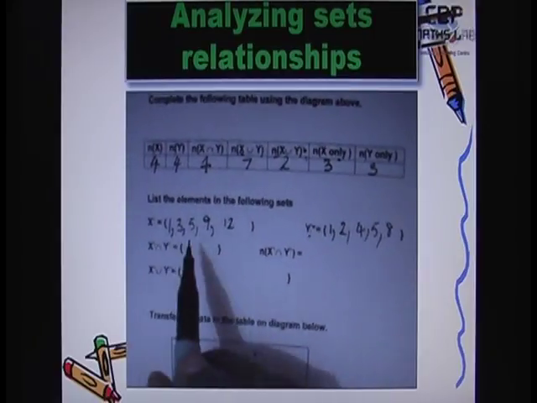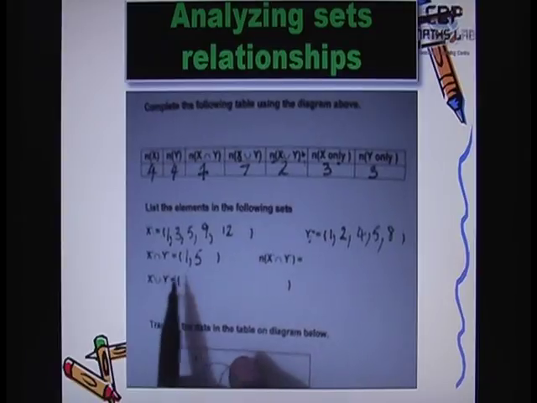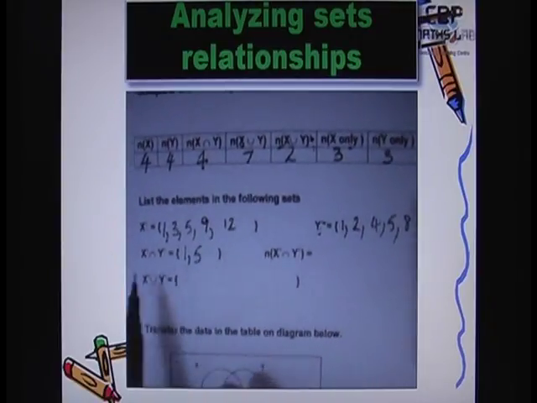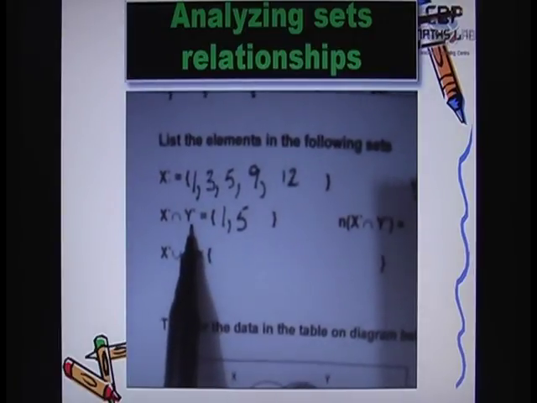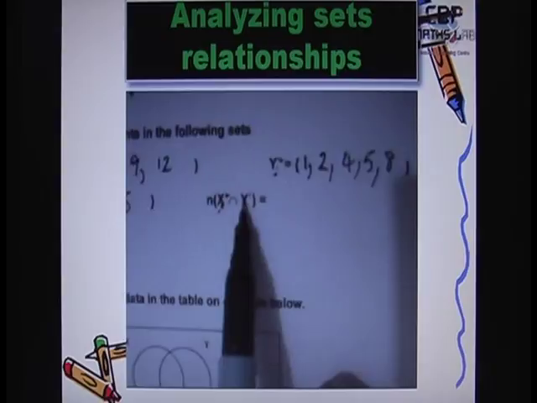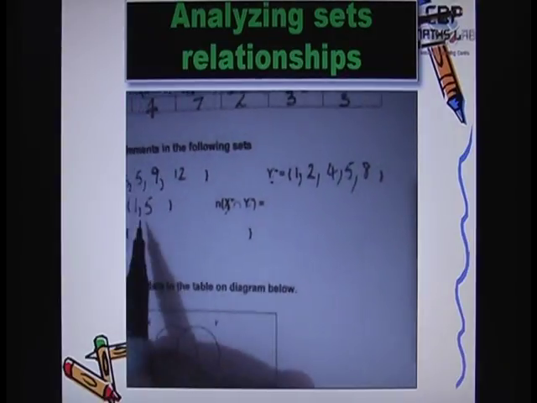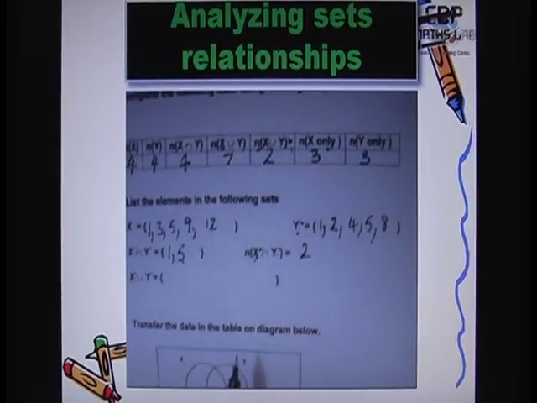So they both have 1 and what? 5. Good. So these are the members that form the intersection between what? The complement of X and the complement of Y. How many elements are in the X complement intersect Y complement? 2. See? 1, 2. So put our 2 right there. I hope you got that correct so far.